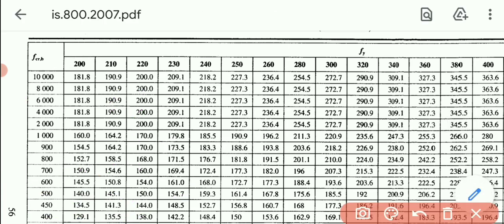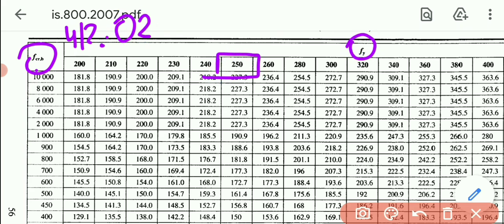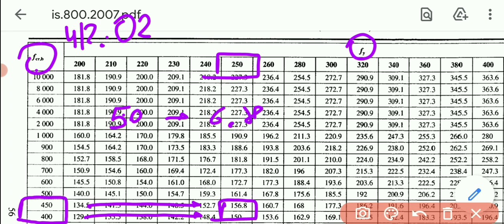Okay, now this one is FCRB, that is 412.02. FY is 250, and our FCRB 412 will be between 400 and 450, and these are the values. At 400 it is 150, at 450 it is 156.8. So by doing the interpolation we will get the value. For the difference of 50 between 400 and 450, our answer is 6.8, that is 156.8 minus 150.